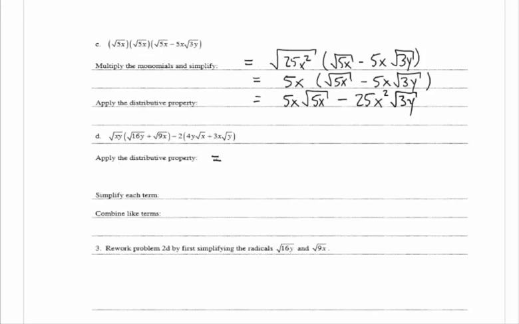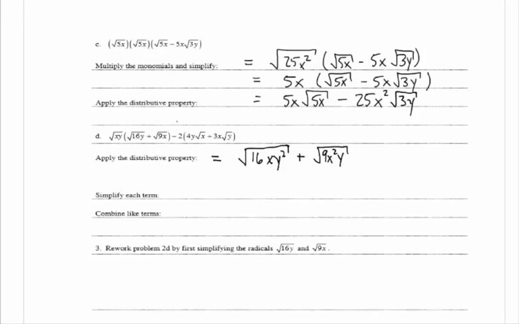So we have the square root of xy times the square root of 16y gives us the square root of 16xy squared, plus the square root of xy times the square root of 9x gives us the square root of 9x squared y.